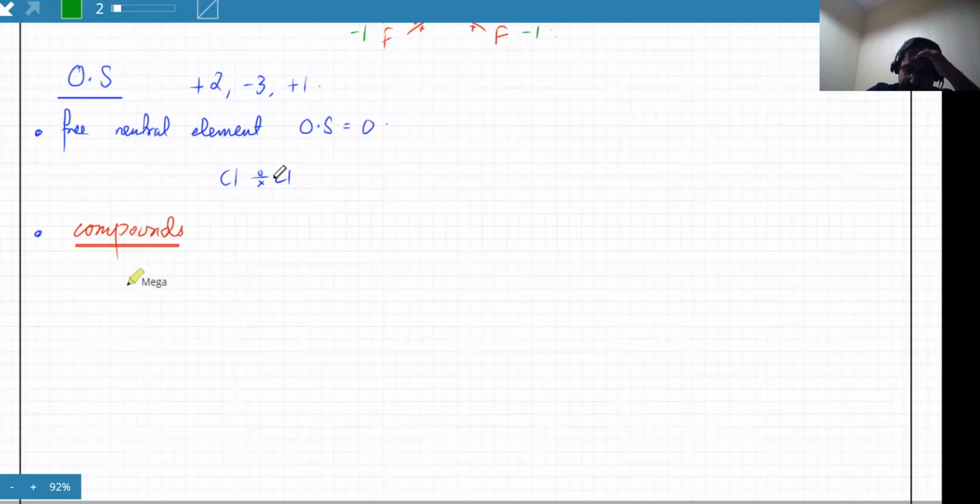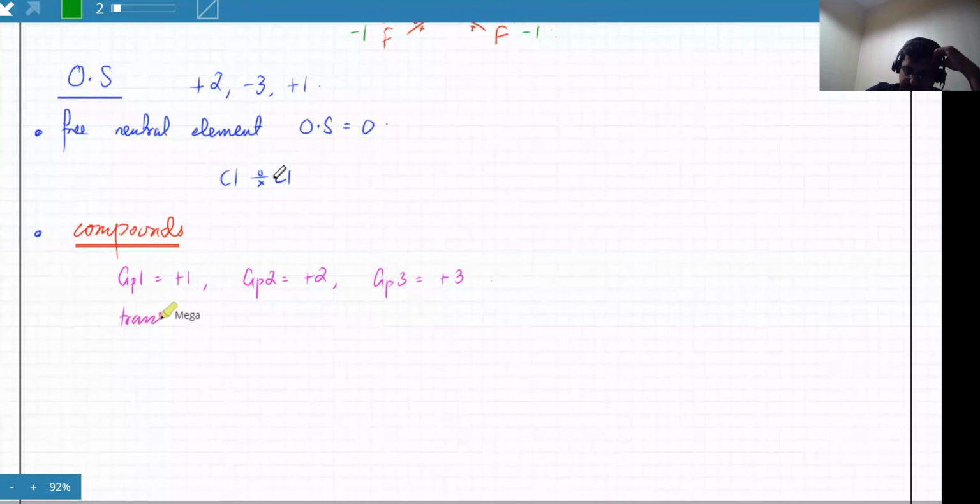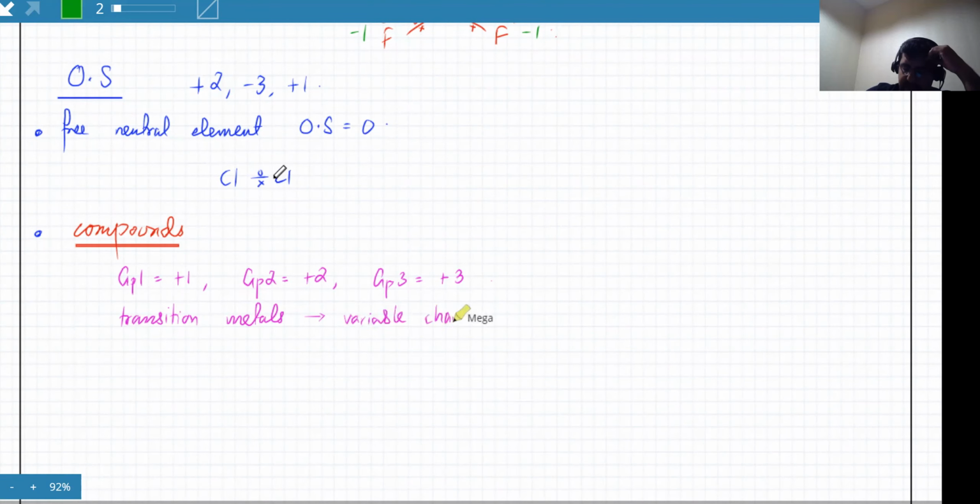So when it comes to compounds, first thing is group 1 is always +1. Group 2 metals would always be +2. Group 3 metals would be +3. And then you've got transition metals. They have variable charges, so they can take on any charge they like. So you would have to calculate them. You can't really guess what the charge is unless you do some calculation.